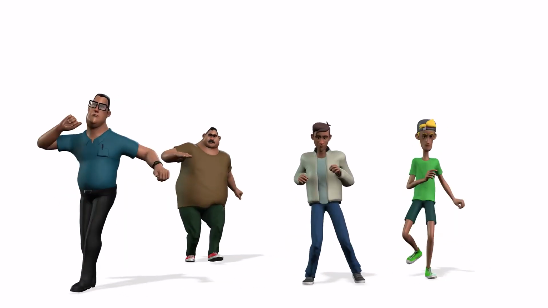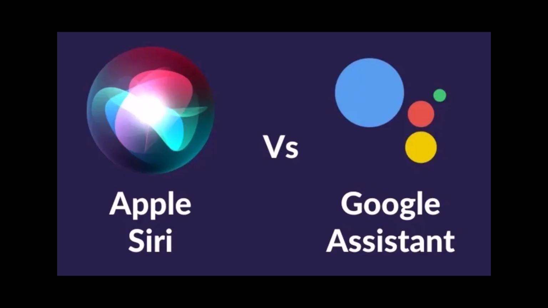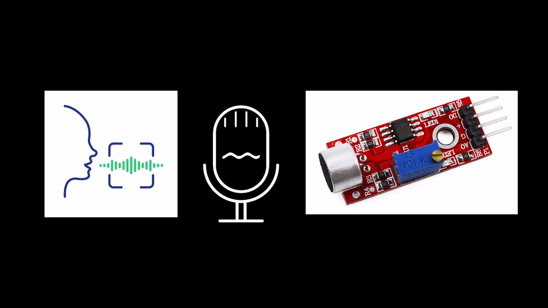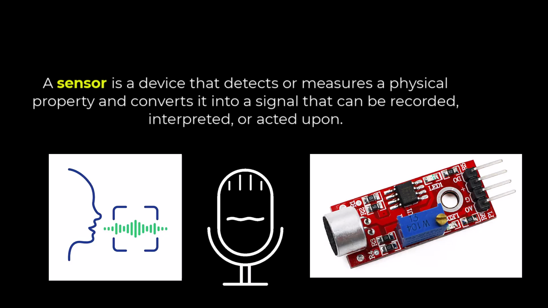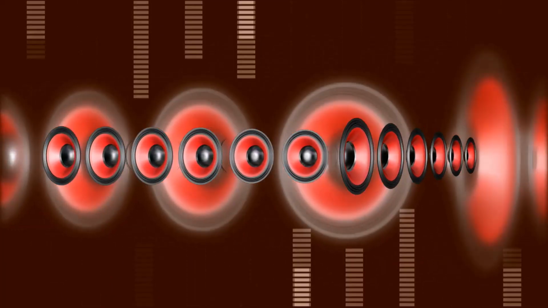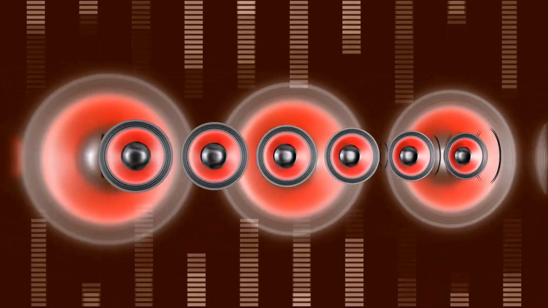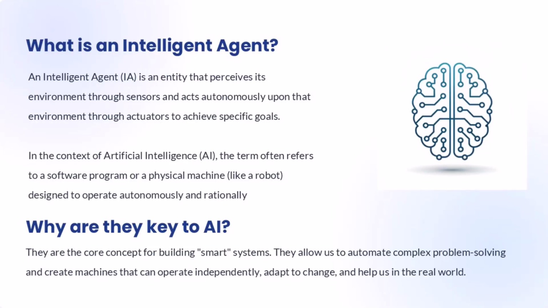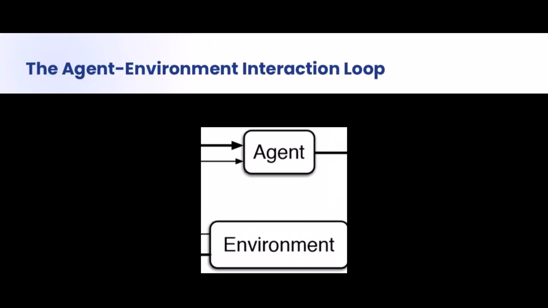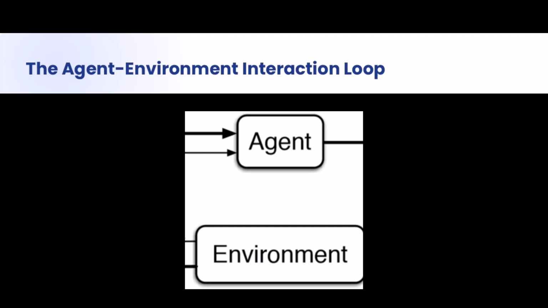Now apply this model to a virtual assistant like Siri or Google Assistant. Your voice is a sensor input. The virtual assistant listens to your voice. It captures the sound using a microphone, turns it into data, and then uses that data to understand what you want and then respond. Its actuator is the speaker it uses to respond, or the software command sent to play a song. This simple agent-based model is how every complex AI, from a self-driving car to a movie recommendation system, is fundamentally conceptualized.